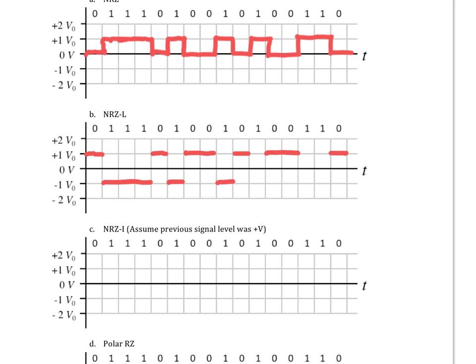Here's all the zeros get a positive voltage, the ones are at a negative voltage, and then you fill in these infinitely fast transitions, which would require an infinite bandwidth, as we know. Okay, so there's how you can fill in this one, NRZL.